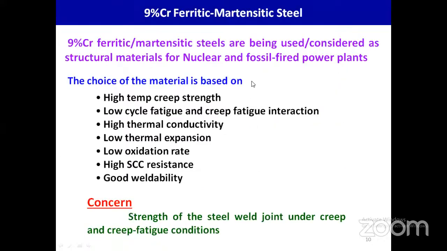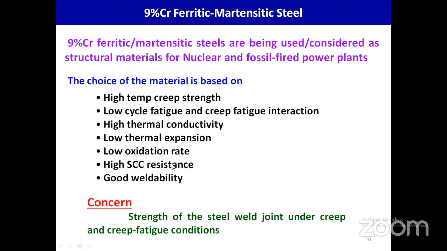So coming to the 9 chrome ferritic steel, the ferritic martensitic steels, we can also call it 9% chromium ferritic steel. This choice of material is selected because this material possesses better creep strength and high thermal conductivity, which is the most important property as far as the steam generator is concerned. It also has low thermal expansion coefficient and high stress corrosion cracking resistance.